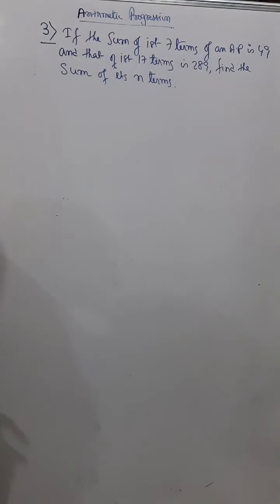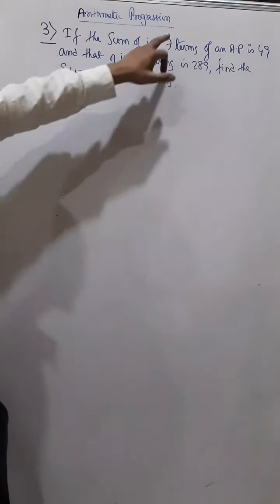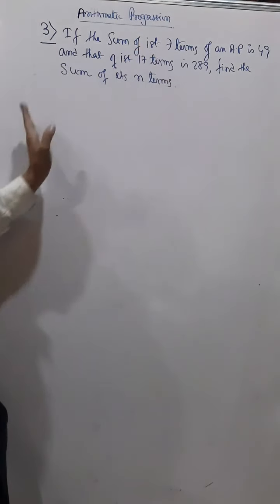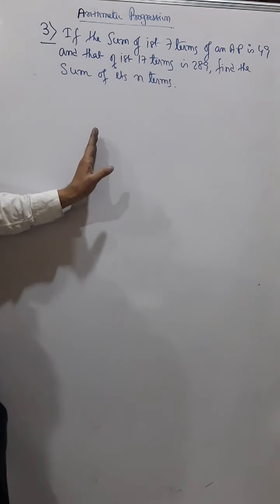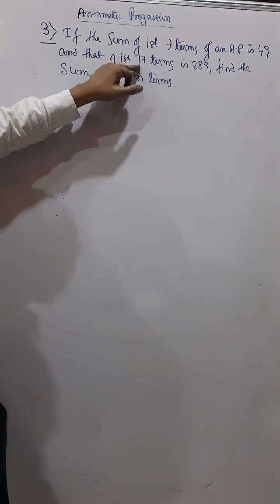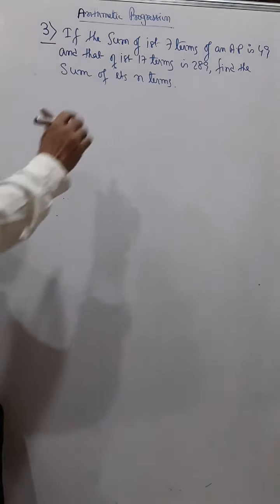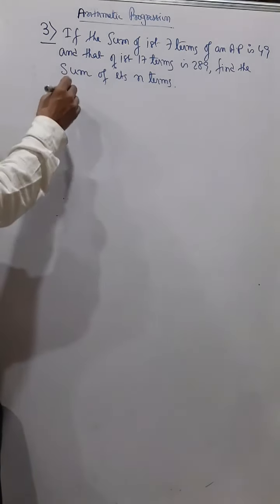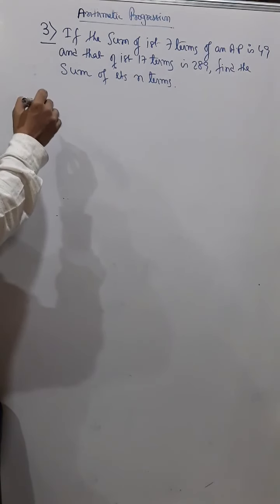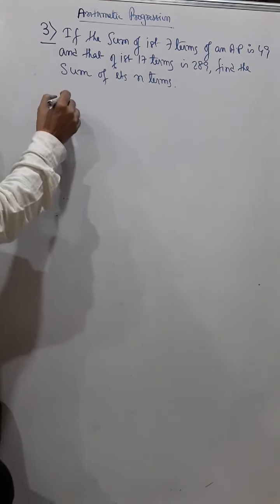Now in this sum they told: if the sum of the first 7 terms of an AP is 49 and that of the first 17 terms is 289, find the sum of its n terms. Now it's simple. From these two conditions, using the sum of n terms formula, we can get two equations, and by solving those two equations we can get the values.